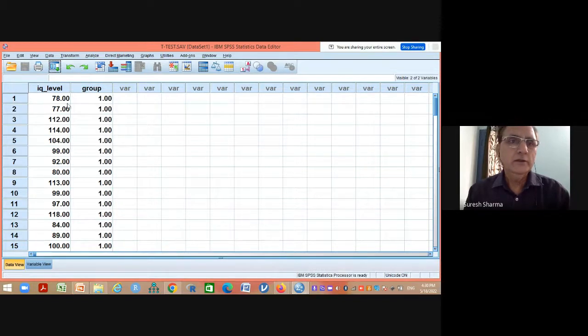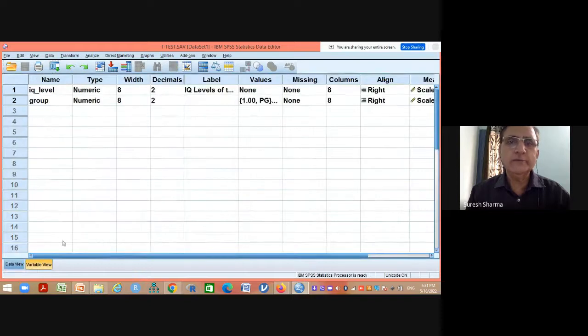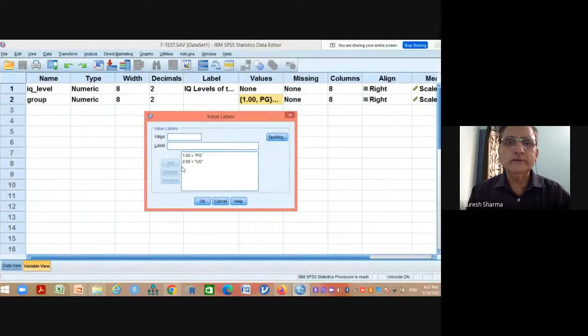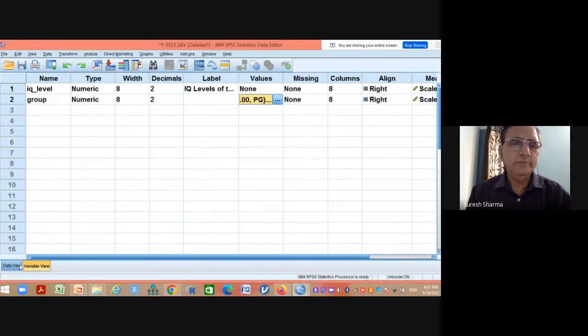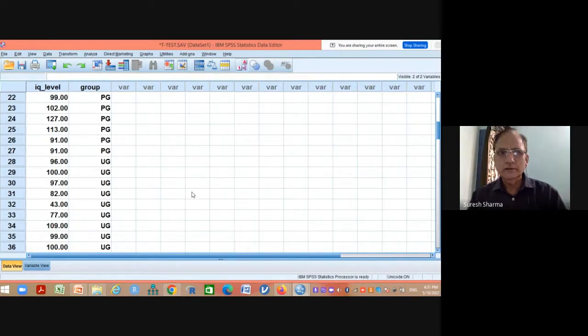What I did actually, noted down the IQ levels of the PG group, and the PG group is having about 27 people, and in front of that I have written 111. Then later on I have given the label. You know how to assign the label, that one is PG group, and then once the PG group is over, then I start with the UG group. So 96, these are IQ levels. So in the first column you have IQ levels, and in the second column you have group, and two types of group, either PG or UG. Right? This is how you have to feed the data for the two independent t-test.